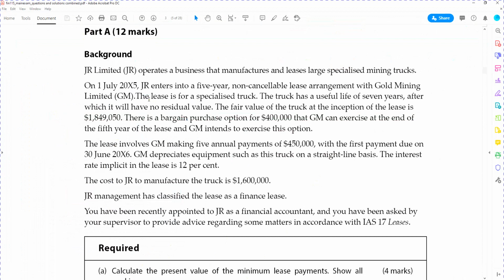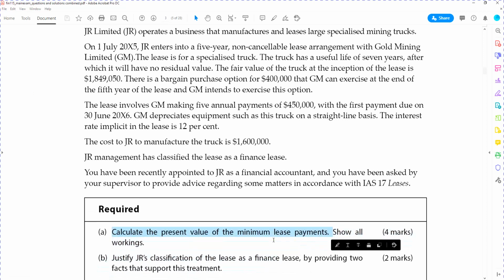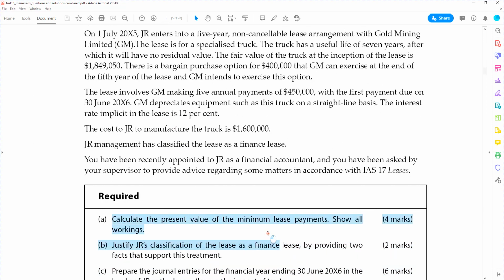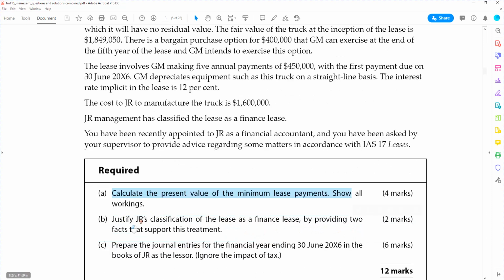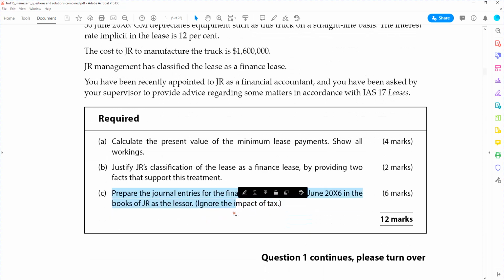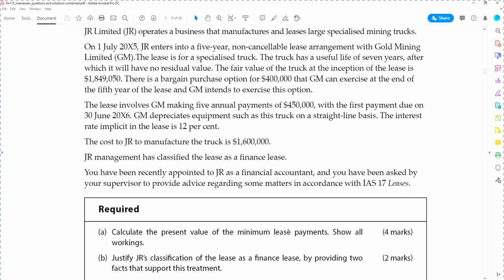Okay, so let's have a quick look at the question. What I like to do is just skip ahead to the question just so I can get an idea of what information I should be looking for, and then after I've got that I'll read through the information up above. So the first thing it's going to ask us to do is calculate the present value of the minimum lease payments. Then it's going to be to justify the lease as a finance lease as opposed to an operating lease. And then the final step is to prepare the journal entries. Okay, so you can see 4 marks, 2 marks, 6 marks.